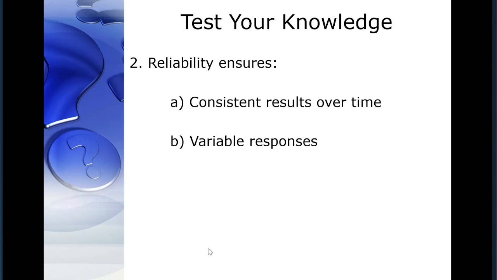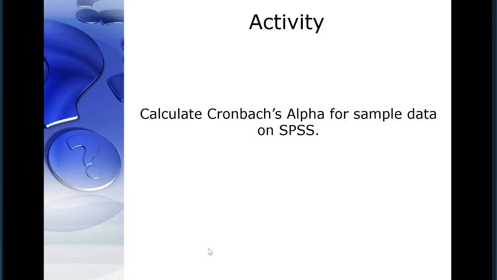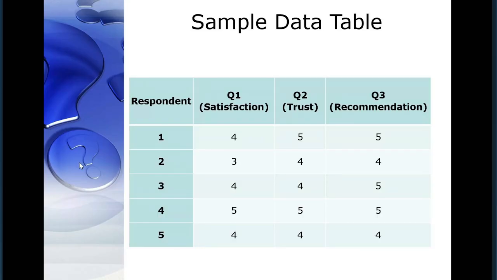Now, to explore this, you can perform an activity by calculating Cronbach's alpha for sample data on SPSS. How to do this? Now, you may use some sample data like this. In column 1, you can mention the respondents. In column 2, you can mention question 1, satisfaction, and the responses on the Likert scale that you have obtained. Question 2 in the third column related to trust. And then in column 4, you can mention recommendations.